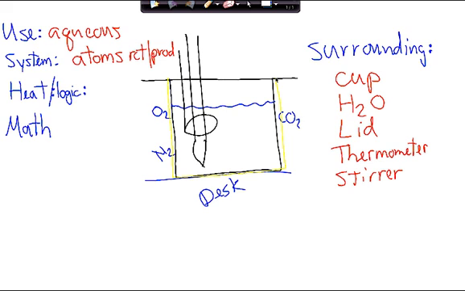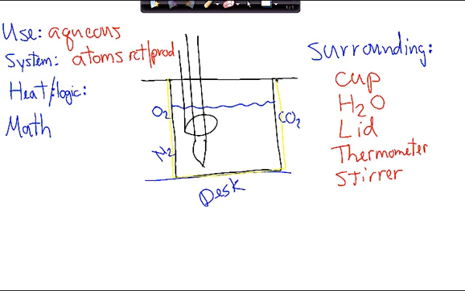So guys, here's what we're now saying. Our system are the atoms, and our surroundings we are going to limit just to the cup, the water, the lid, the thermometer, and the stirrer. Again, the thing that allows that is the insulative nature of the cup. We understand that it doesn't truly separate, but it separates well enough that the model works. You get the idea? Go ahead.